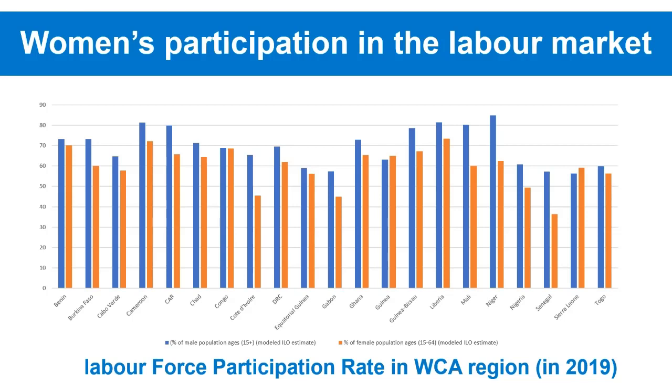As we can see from the graph, this is the labor force participation rates in the West and Central Africa region for 2019. In most countries, the trend is that women participate less in the labor market. In some countries, for example Congo, we can see the same level of participation for both women and men. In countries such as Guinea, for the period, female participation was even higher than male. In Niger, there is a huge gap between male and female participation. In Sierra Leone, we also have a slightly higher participation for women compared to men.